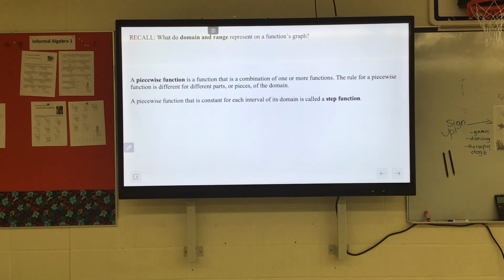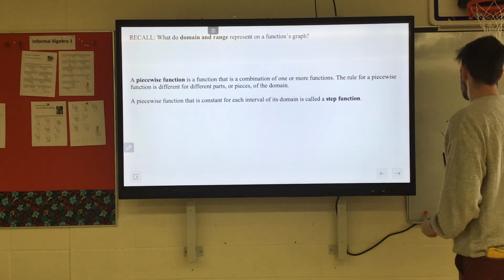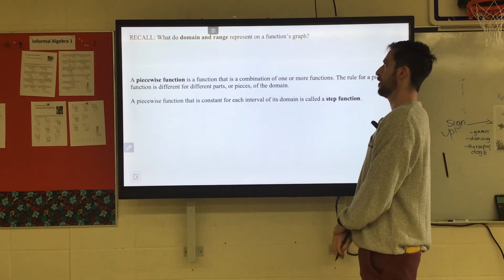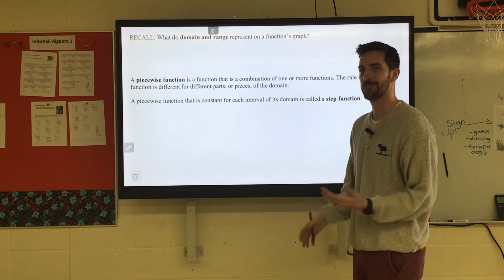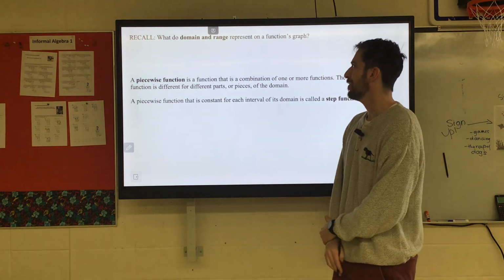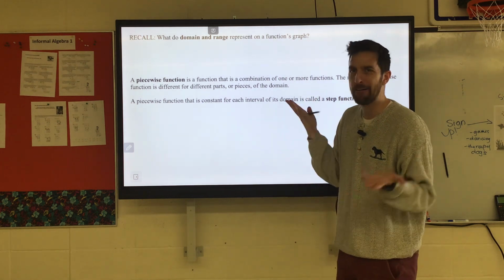Are you ready for some piecewise functions? Oh yeah! What do domain and range represent on a function's graph? Well, domain is like your x values, it's your left and right. Okay, range is your y values, the up and down.